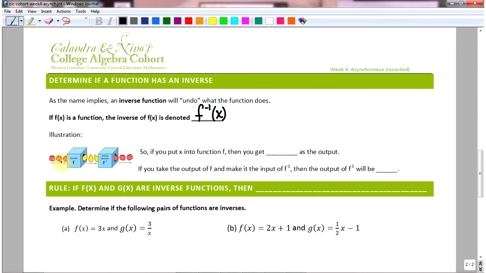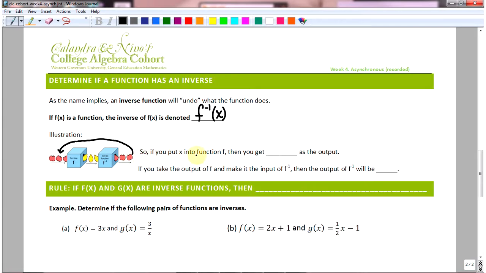So here's an illustration of a function and what its inverse will do. If you put apples into a function f and you get lemons out of the function, then if we take that output of f and it becomes the input of the inverse, the output of the inverse takes you exactly back to where you started. That's what it means to say that the inverse of a function does the opposite, or undoes what the original function did.